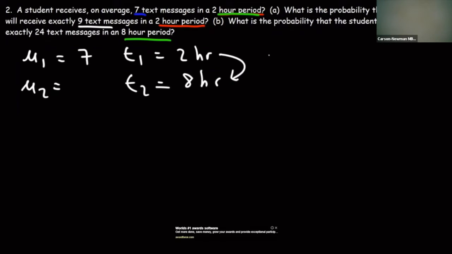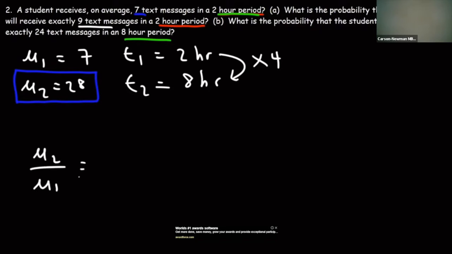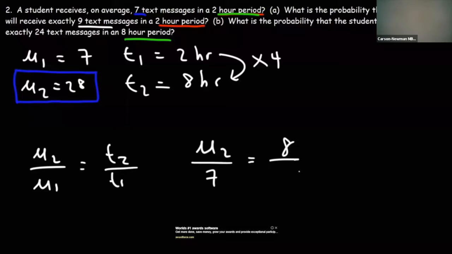So by looking at these values, you can see what it is. To go from 2 to 8, you need to multiply the 2 by 4. So therefore, you need to multiply the mean by 4, which will give you 28. 7 times 4 is 28. So that's the new mean value. Now, sometimes the math will not work out as nicely as what we see here. So you can set up a proportion. If you want a formula to do this, you can use this one. Mu2 over mu1 is going to be T2 over T1. So we're trying to calculate mu2, which is, well, we're going to see that's 28. Mu1 is 7, T2 is 8, T1 is 2.